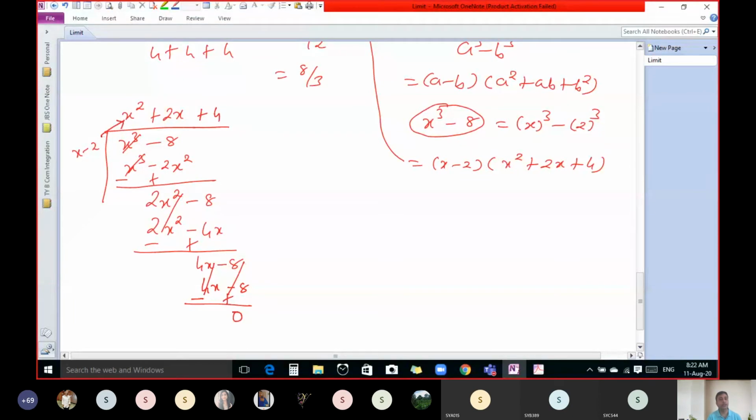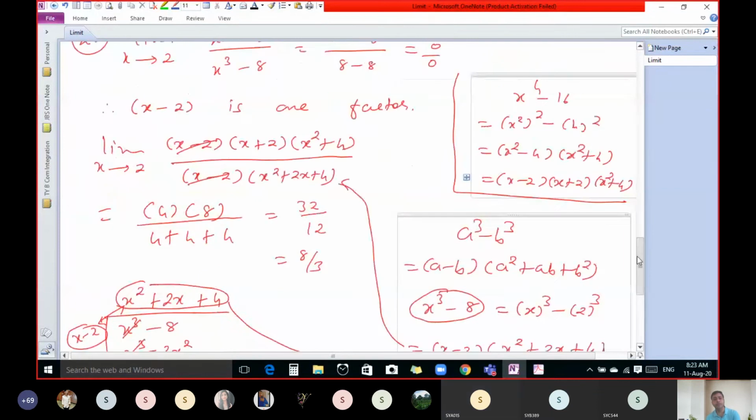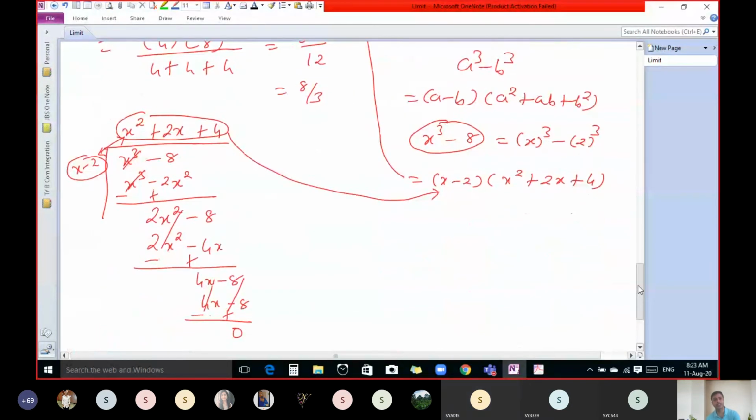So we can say that there is a factor. The factors are x minus 2 and x square plus 2x plus 4. So in this way, if you know this result, you will get a very quick answer. Here you require some calculations, but this division method is the best method if you don't know factorization.